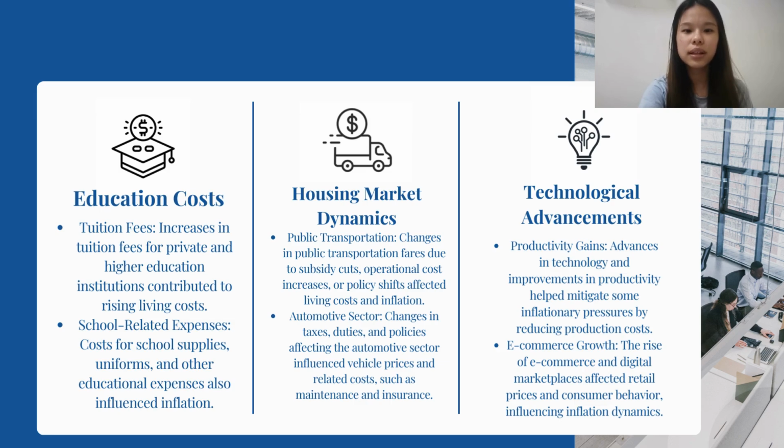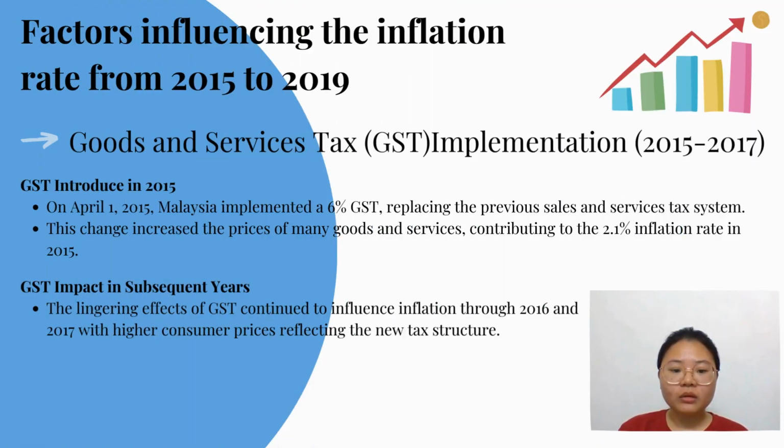And the last factor that influenced the inflation rate from 2009 to 2014 is technological advancements. Productivity gains: advances in technology and improvements in productivity help mitigate some inflationary pressure by reducing production costs. E-commerce growth: the rise of e-commerce and digital marketplaces affects retail prices and consumer behavior, influencing inflation dynamics. After that, I will continue with the factors influencing the inflation rate from 2015 to 2019.